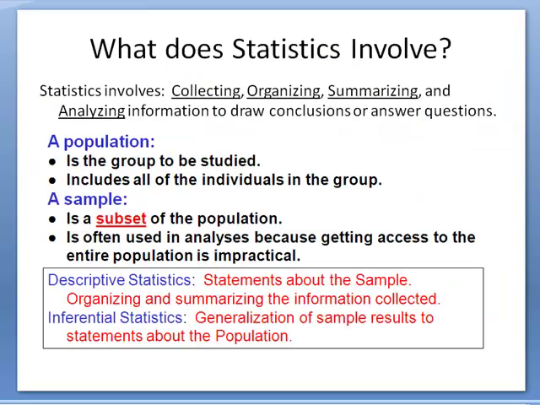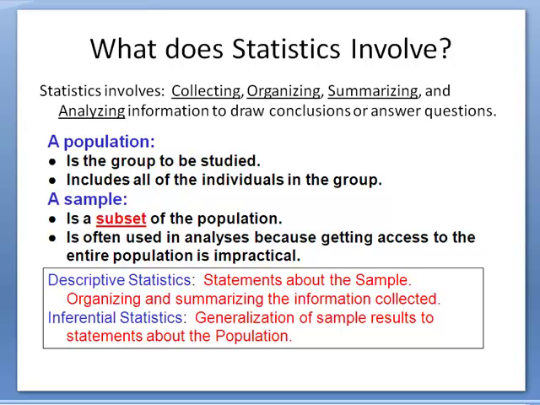So back to some more vocabulary. What does statistics involve? Well, we already said it's the collecting, organization, summarizing, and analyzing information to draw conclusions or to answer questions. And we have what's called a population. That's where we have to get our information from. It's the group to be studied, and it includes all the individuals in a group.